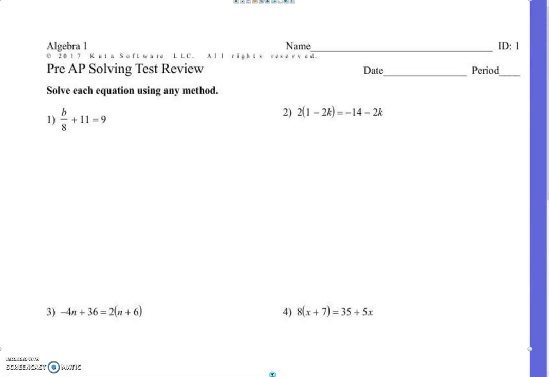So here's your pre-AP solving test review. I'm definitely not going over all of these, and I'm going to skip a lot of the linear, but I'm going to go over a couple of them that are a little trickier, and then if you have any questions, of course, help each other out or let me know.